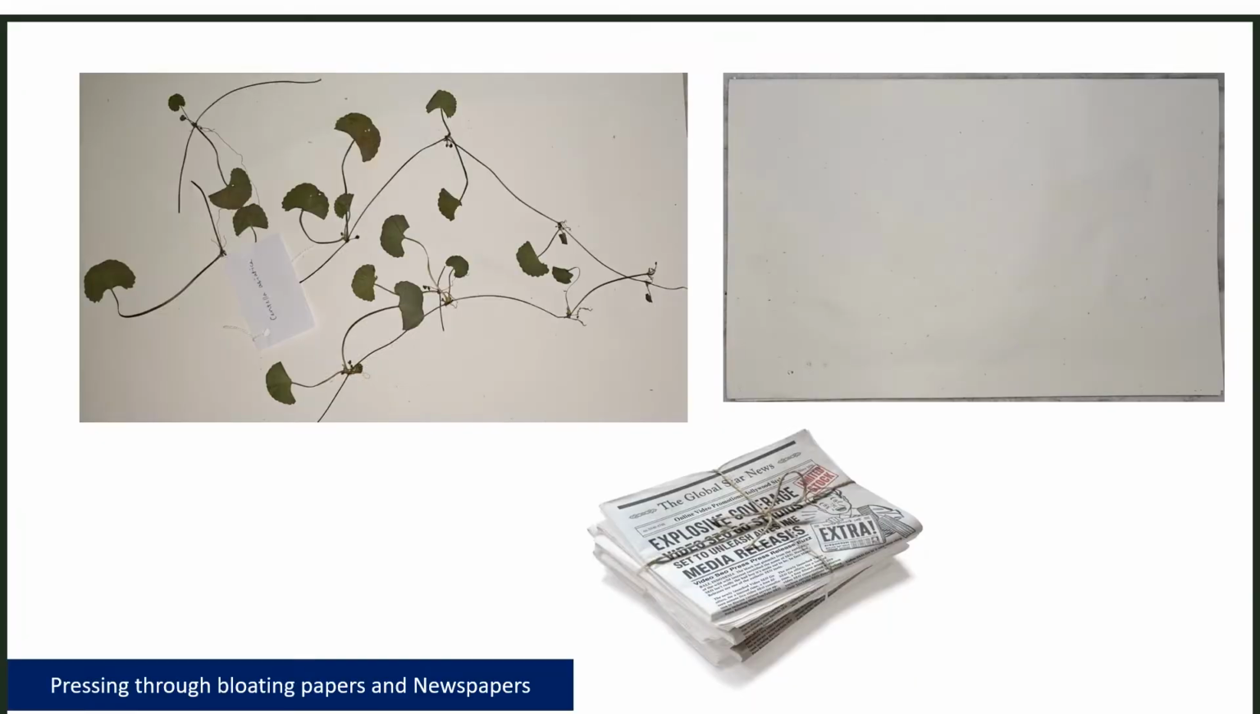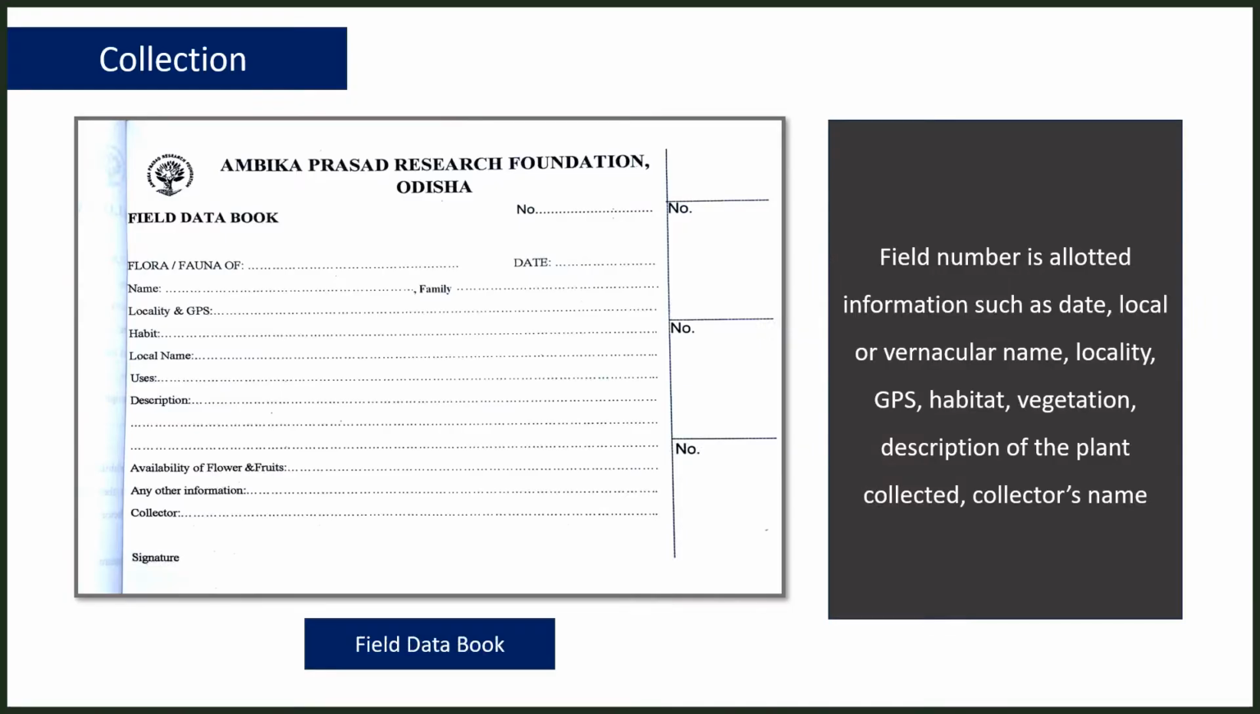So like I said, for immediate pressing, you need to have blotting papers, or you can make use of newspapers. Newspapers are easily available, so that is the easy pressing way you can do using a herbarium press.